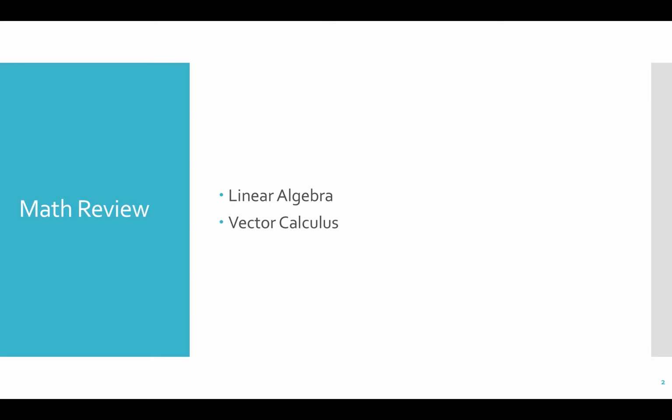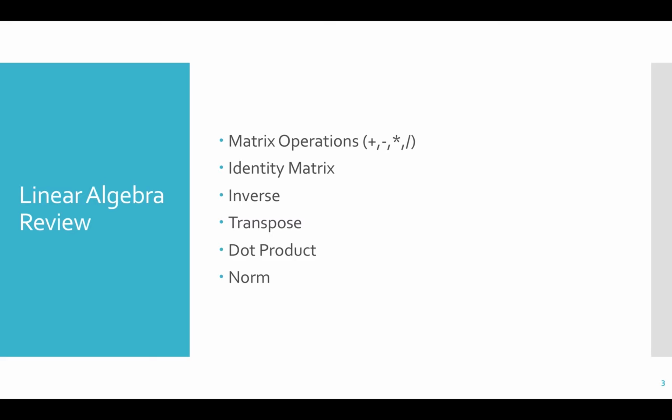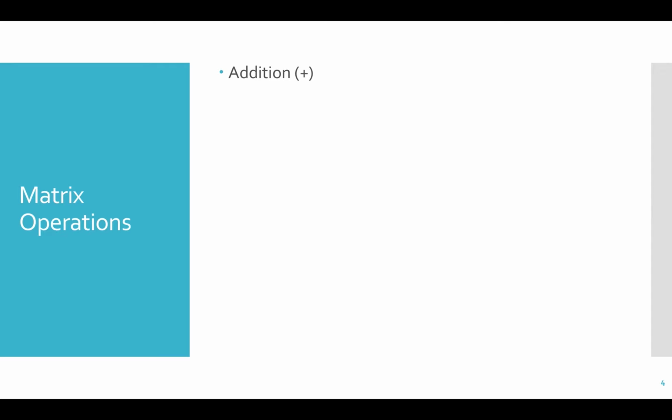We're going to cover two main concepts as part of the math review: linear algebra and vector calculus, which are the two main things that we're going to be using in this class. For our linear algebra review, we're going to talk about matrix operations, the identity matrix, the inverse, transpose, dot product, and matrix norms. So for addition, it's just an element-wise operation.